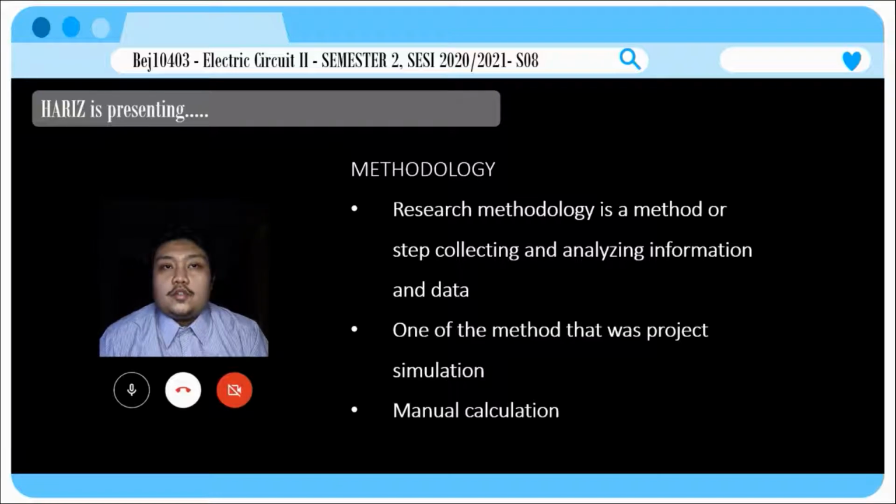In this project, one of the methods was project simulation. Project simulation is when we create, assemble and test the project circuit, which is an RLC circuit, using software such as Multisim and MATLAB Simulink.